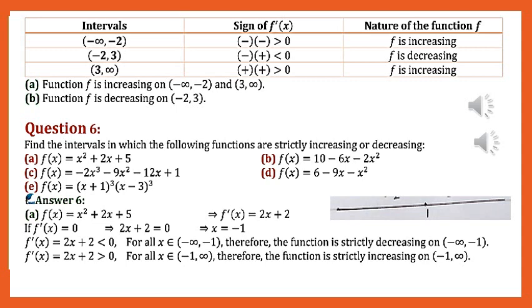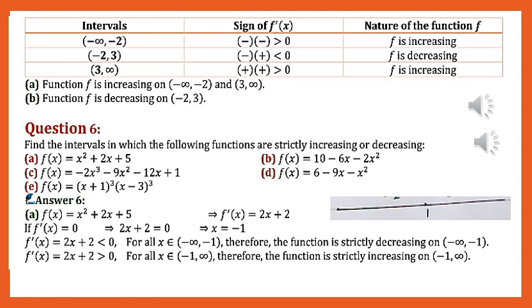So f is increasing. At which intervals is f dash x positive? In minus infinity to minus 2 and 3 to infinity, f dash x is positive. So we say f is increasing in minus infinity to minus 2 union 3 to infinity and decreasing in negative 2 to 3.